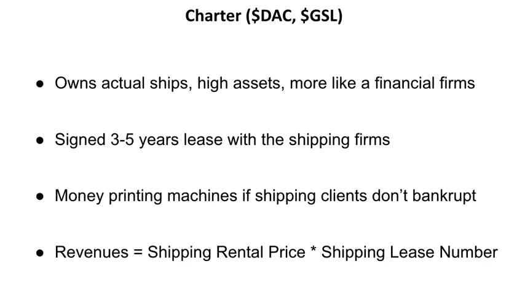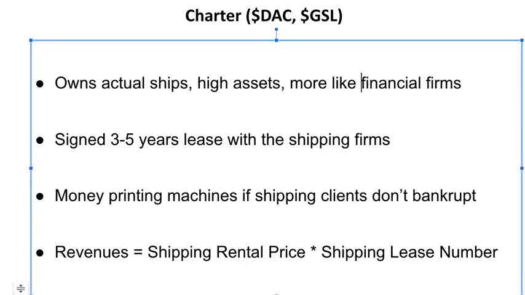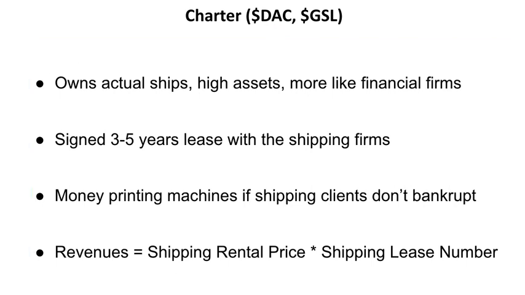The first one is charter. The represented ones in the US stock market are DAC and GSL. They basically own actual ships, so they are very asset heavy, and they're more like running a financial firm, because they spend a lot of money and have mortgages on those ships, and rent them to those container shipping companies. They usually sign 3 to 5 years of lease with those shipping firms.